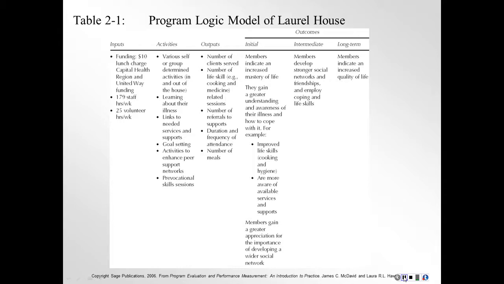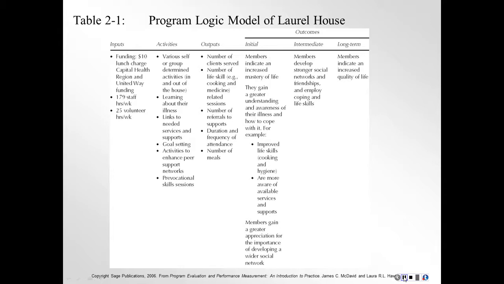We have activities in and out of the house. We have people learning about their illness. Links are provided to needed services. This would be something that the staff or the volunteers do. There are goals set for the program participants. There are activities directed by the staff and the volunteer workers that enhance the peer-to-peer support networks of program members, etc. Those activities result in outputs. Again, tangible work done. Outputs are typically specified in very concrete ways. The number of clients served, the number of life skill classes, etc.